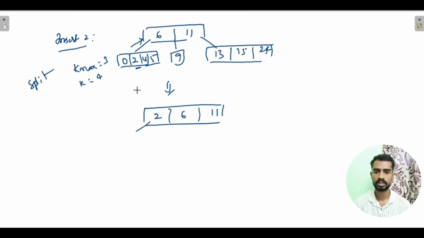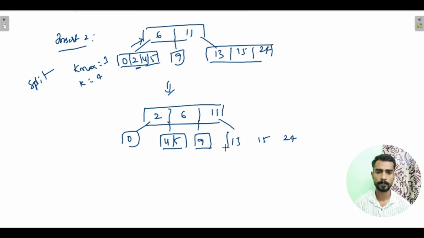Now, what is the left part of 2? Left part of 2 is 0, it becomes the left child, and the right part of 2 is 4 and 5, it becomes the right child. And what is the right subtree of 6? So, which is 9, and the right subtree of 11 is 13, 15 and 24. Okay. So, this is how the split operation works.